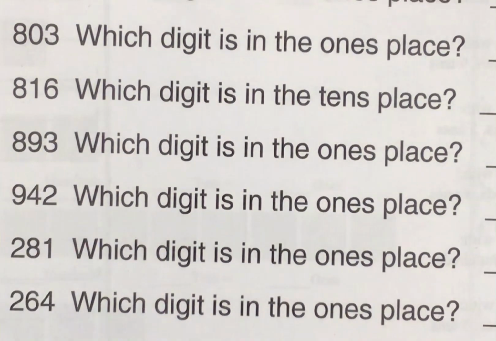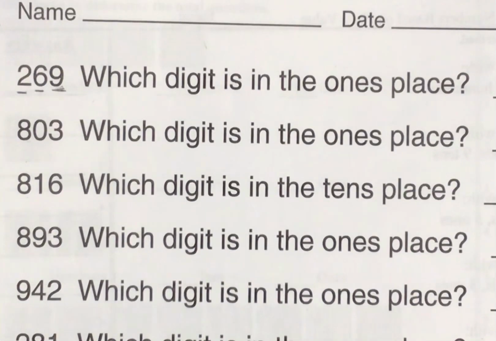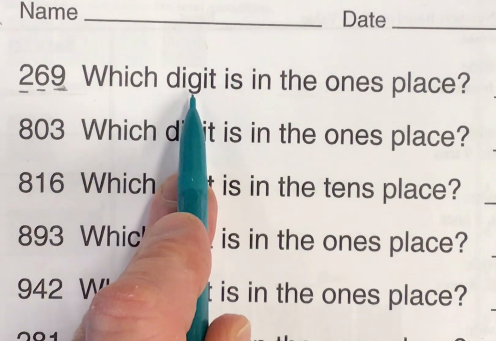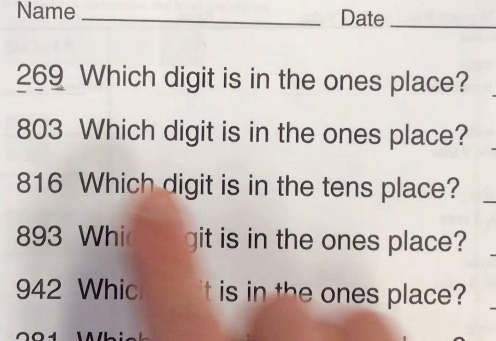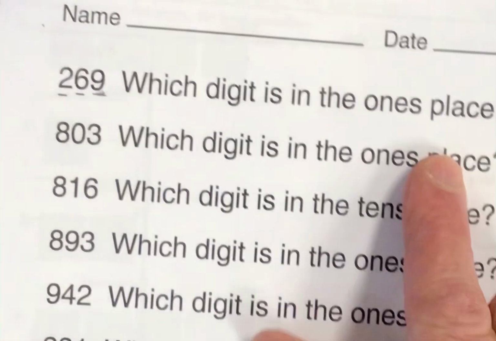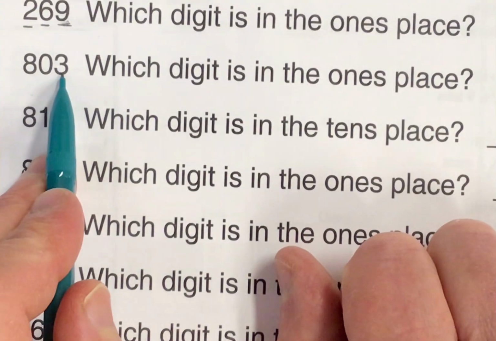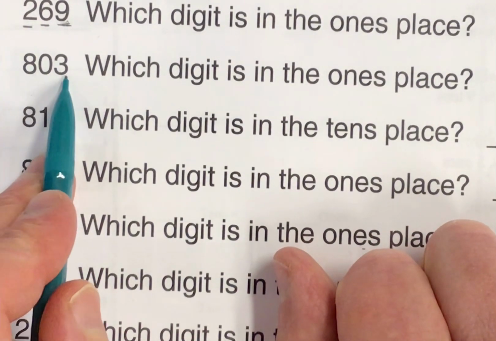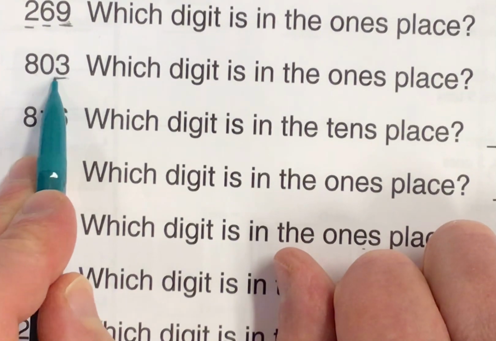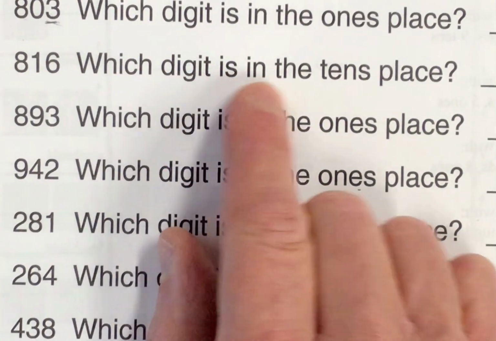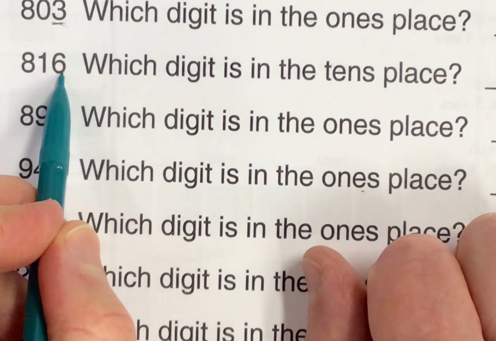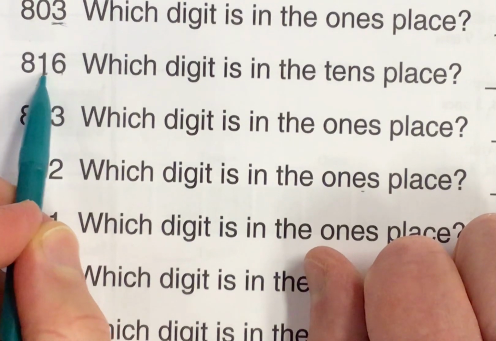Some of you say, Mr. Phelps, I've got that in my mind. If you have it in your mind, you're going to do great on this page. 269. Which digit is in the ones place? Ones, 9. Which digit is in the ones place? Ones. I don't have to say tens and hundreds. I already said my answer. Which digit is in the tens place? Ones, tens. It's right there.